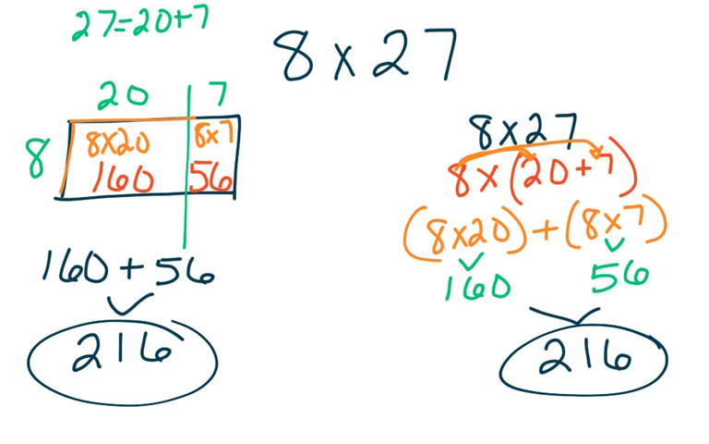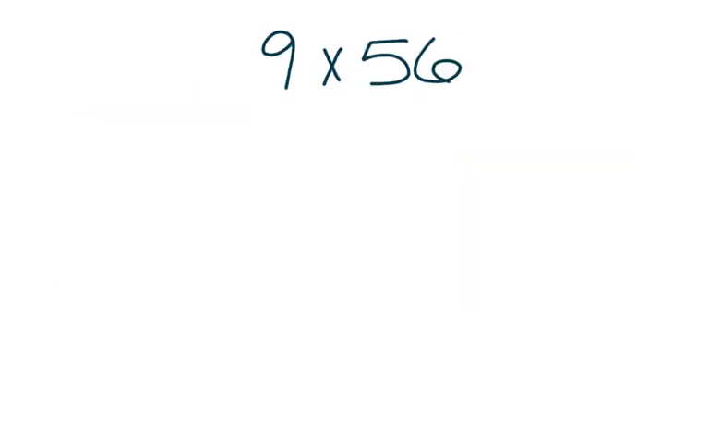On your page, make sure that you have both the area model and the distributive property way. Okay? Again, we get to the same result no matter which way we solve our problem, our area model or our distributive property. It's just a very different way for us to work our math out. Let's do one more together, and then I'm going to have you practice by yourself.